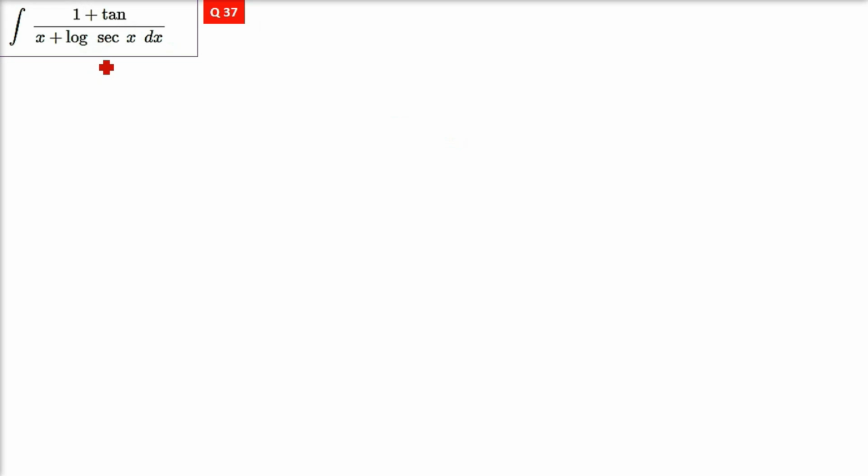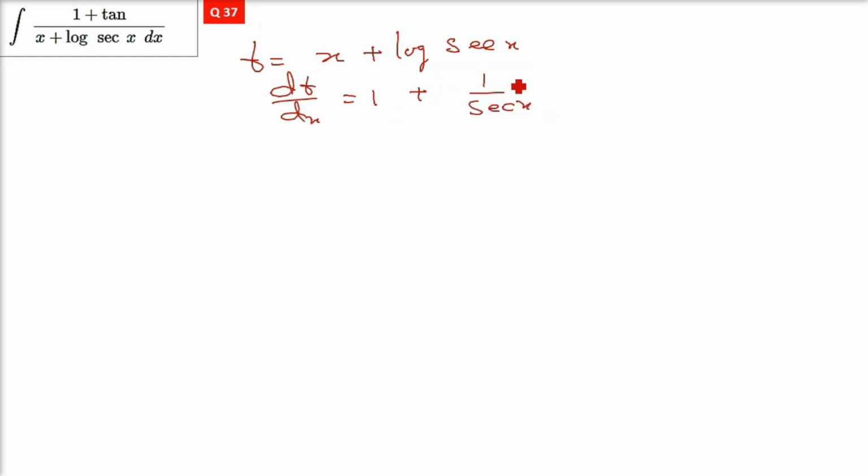Now this log base e. First of all, assume that log is base e, and you will see how we write this. Can you do it by yourself? Because it's very evident that when you put this denominator as t, which is x plus log sec x, when you differentiate it, dt by dx, you'll get what? The dx which is in the denominator is actually upstairs. It should be in the numerator.